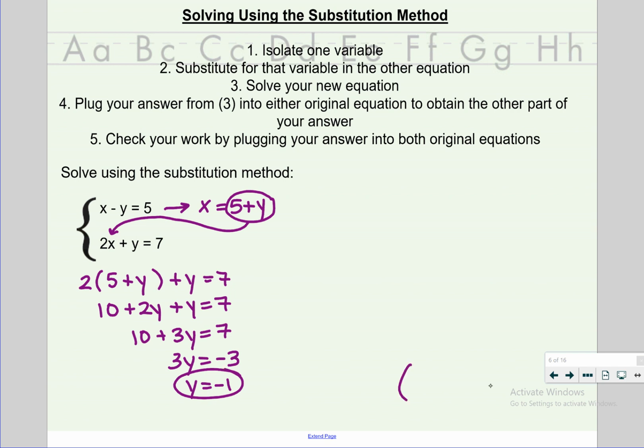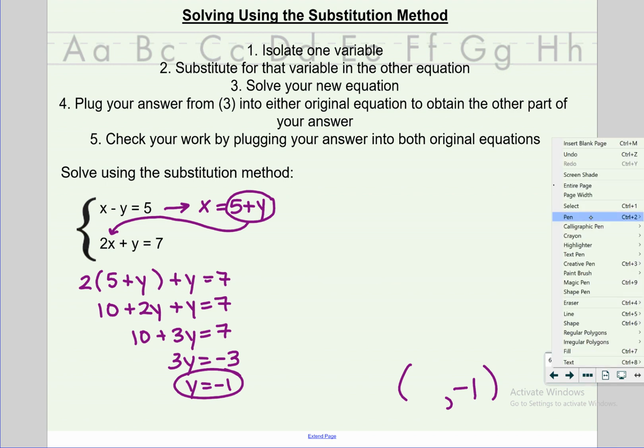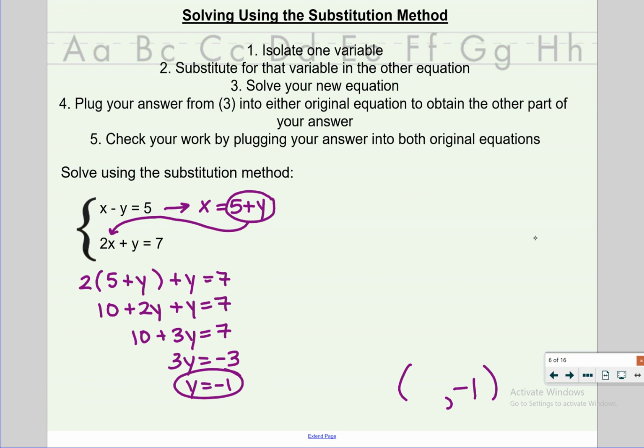So as far as my final answer, my point goes, I know my y coordinate now is negative 1. At this point, you can plug that back into either of the original equations as recommended. You could plug it into this 5 plus y too if you want to, as long as you know you did that right, you're okay. So I could say 5 plus negative 1 is equal to x. So x is equal to 4. And then that's my answer, 4 and negative 1.